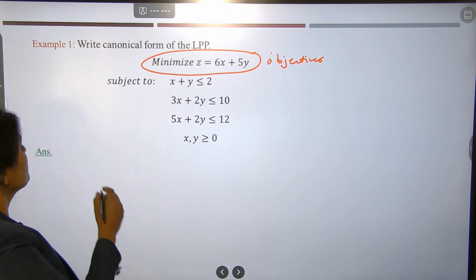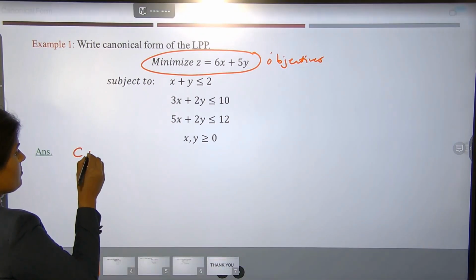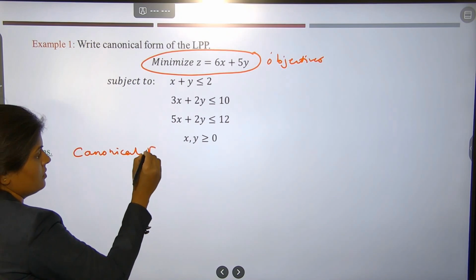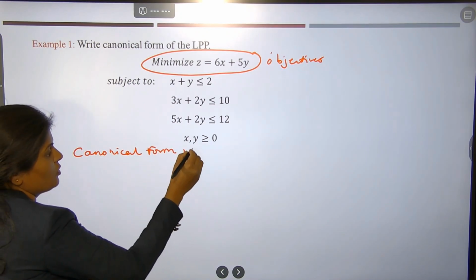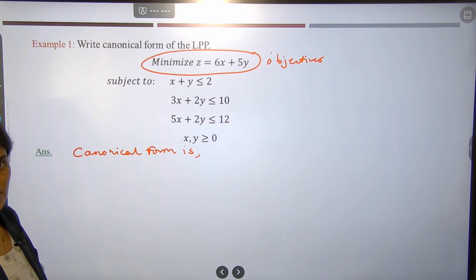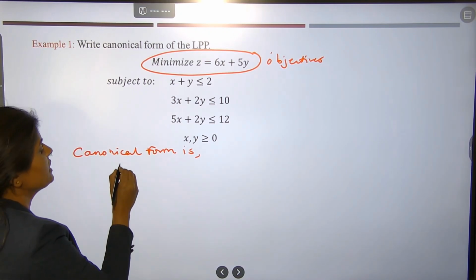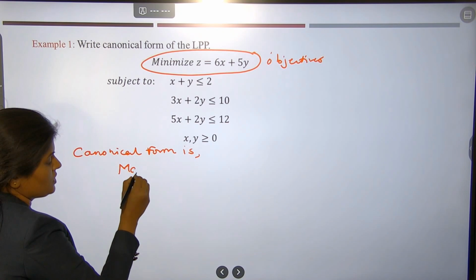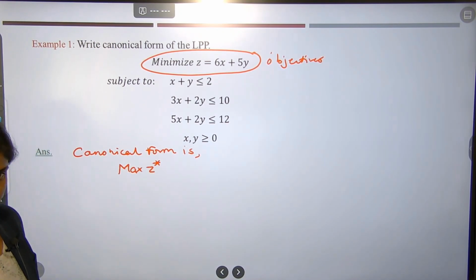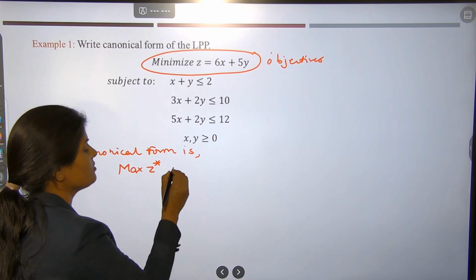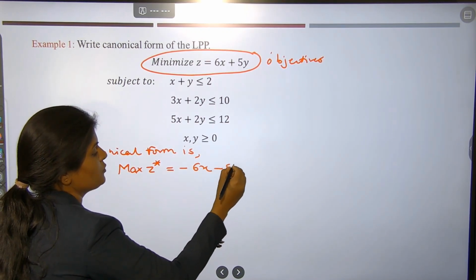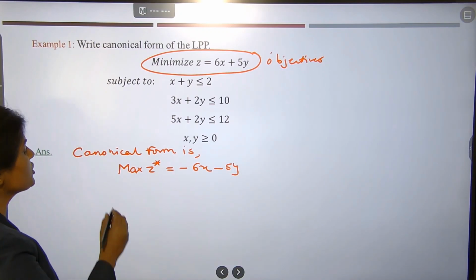So we convert this minimization problem into maximization by multiplying the objective function by -1. So the canonical form is, firstly we convert this minimization problem into maximization by multiplying by -1. The required objective function is, let's say, z star. So maximize z star equals -6x minus 5y subject to.